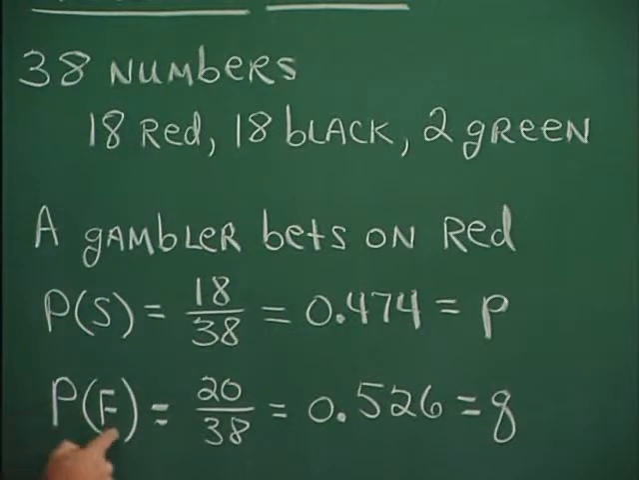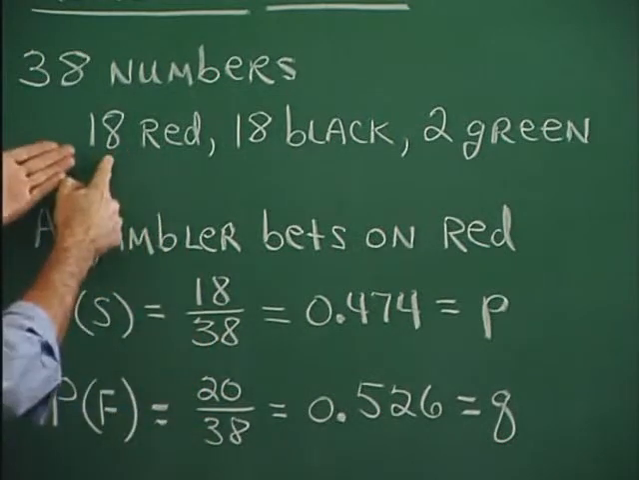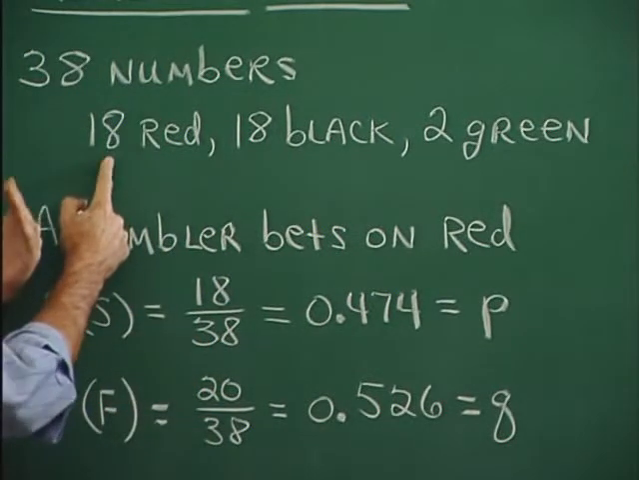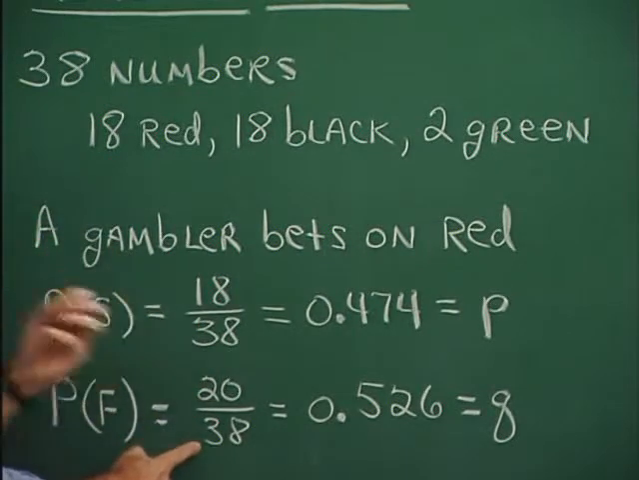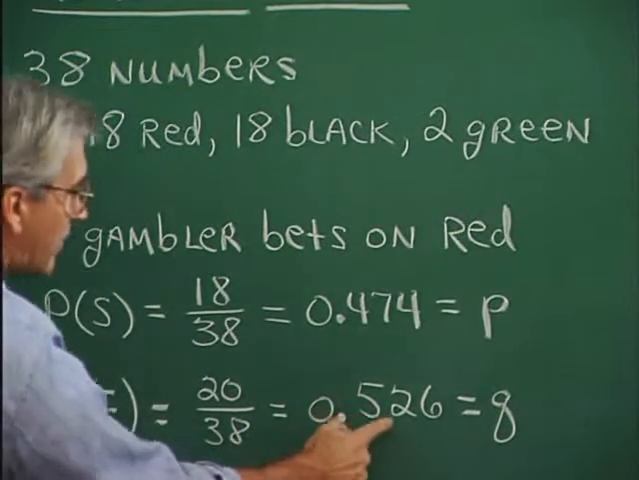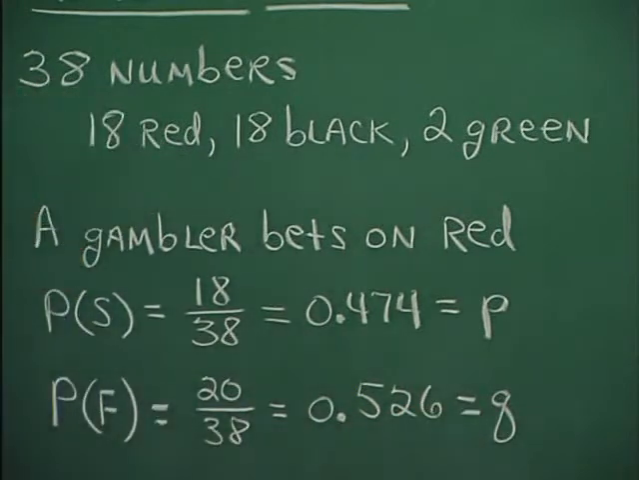The probability of failure would be the probability of not success. All the other numbers would be failures. So 38 minus 18 is 20, so 20 out of 38 would be failures. That probability number is 0.526, and we designate that with q. So that's the setup of what's going on.